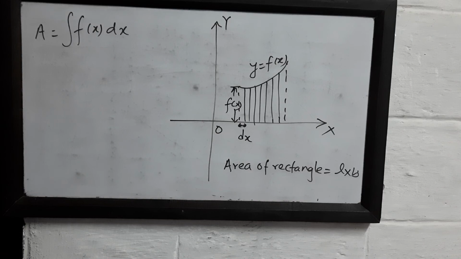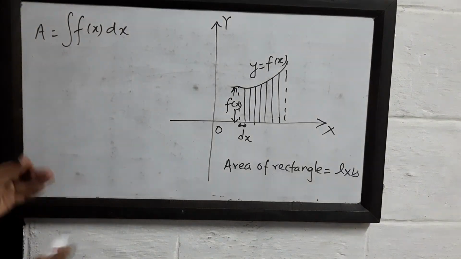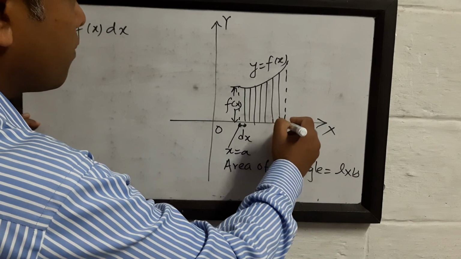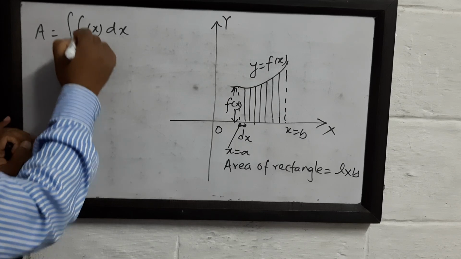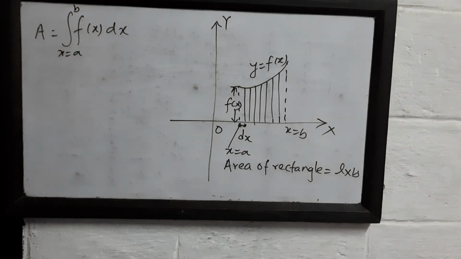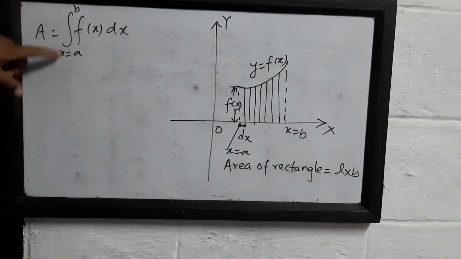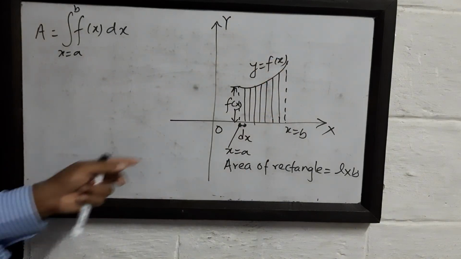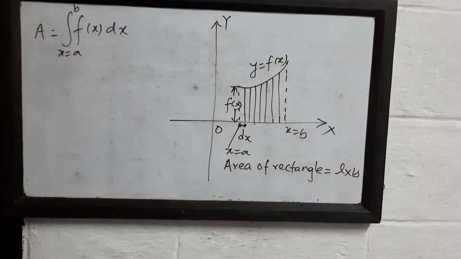So this gives us the area between the curve y equals f(x) and the x-axis. If the initial point is x equals a and the final point is x equals b, then it gives the area from x equals a to b. So this is the definite integral. Before this, if I have not written limits, then that was the indefinite integral, and this is the definite integral. The definite integral gives us the area bounded by the curve y equals f(x) and the x-axis in the interval between x equals a and x equals b.